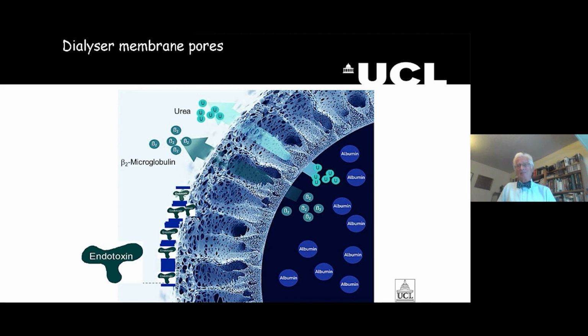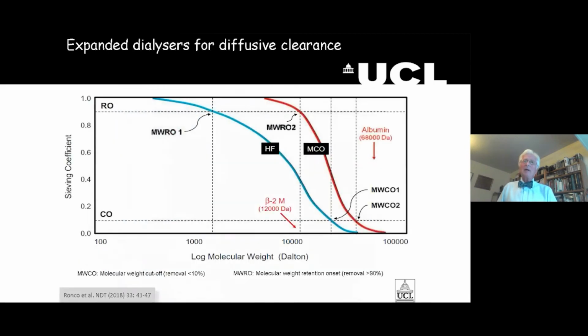So in the next slide, we have this concept of developing so-called middle cutoff membranes. So why the term middle cutoff? That's because the first generation of this type of membrane was called high cutoff. And the problem with the high cutoff membranes is they unfortunately cause losses of albumin. So therefore, these membranes had to be altered to reduce these very large pores. And so we have this generation of so-called middle cutoff dialyzers.